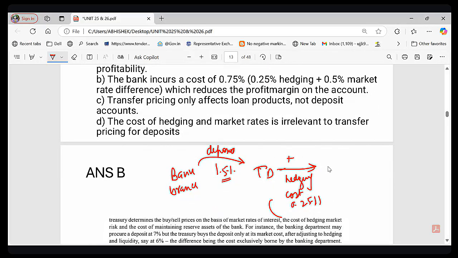So the effective internal cost will be how much? 1.5 plus 0.25. It will be 1.75%. Not the full 2%.